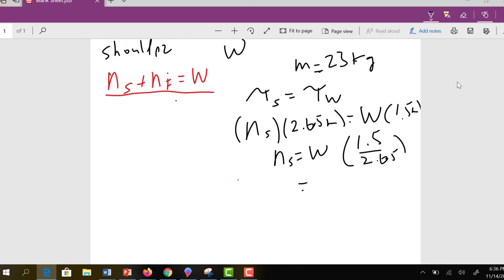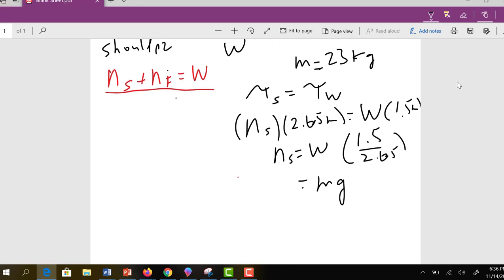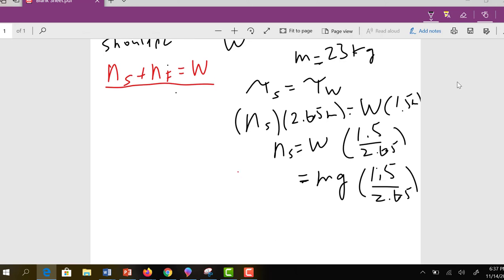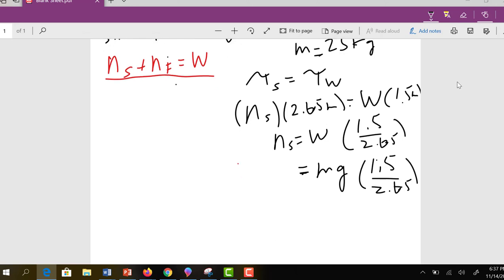And the weight is m times g. Luckily they give us the mass in this one. So 1.5 divided by 2.65. Okay, so you have everything to solve this then actually. So the mass is 25 kilograms, and then times 1.5 divided by 2.65.